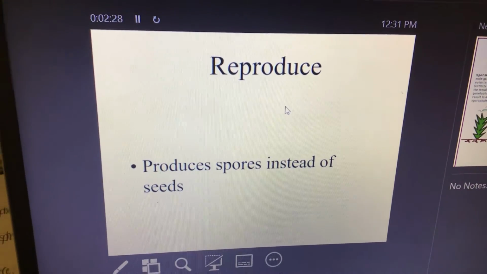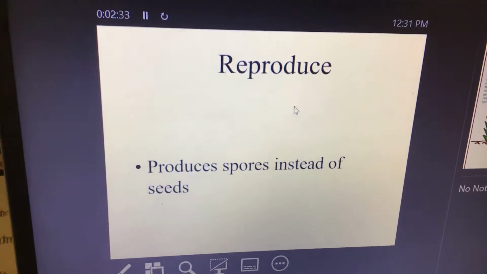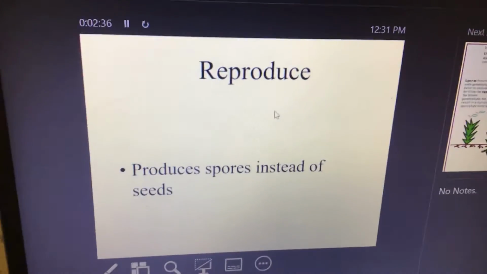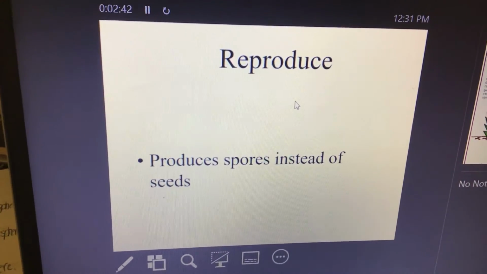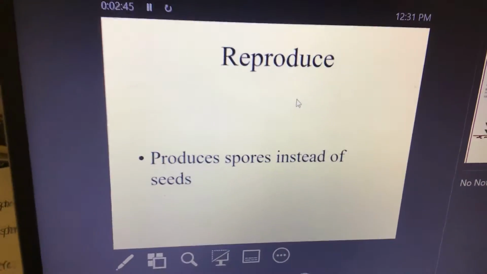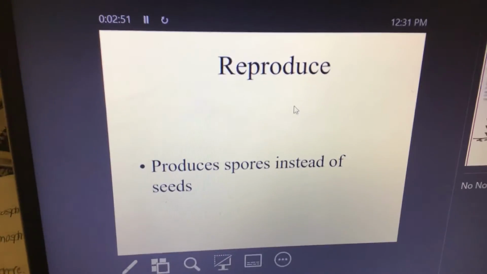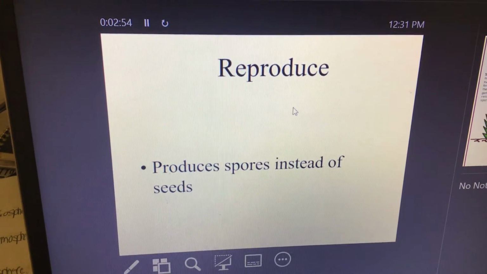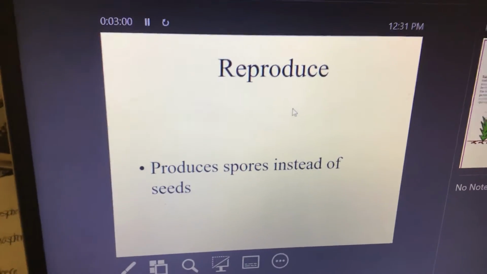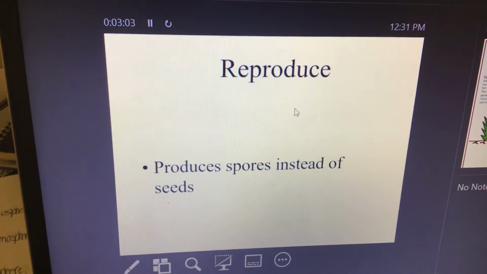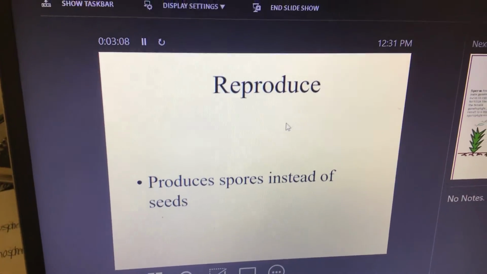Seedless non-vascular plants are going to reproduce using spores instead of seeds. Now, what a spore is: instead of having seeds, it's going to release this little balloon-like thing with its genetic material. It's the same genetic material as the plant, so the offspring would be a clone of the parent. It's going to leave those spores, and they're going to land somewhere, and if they land in the right spot where it's wet and there's nutrients, then it will begin to grow.